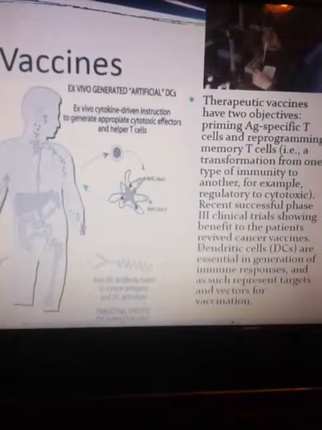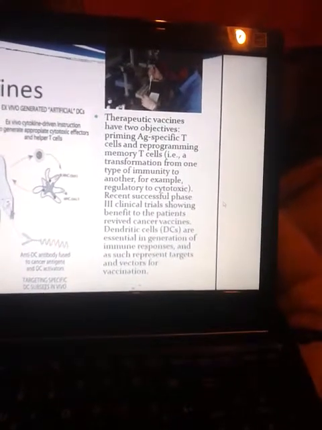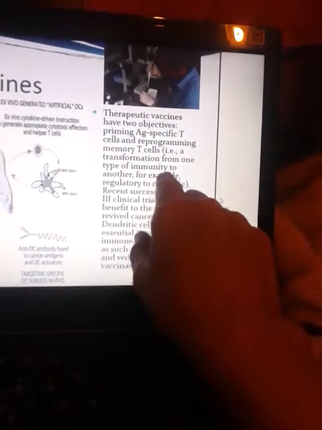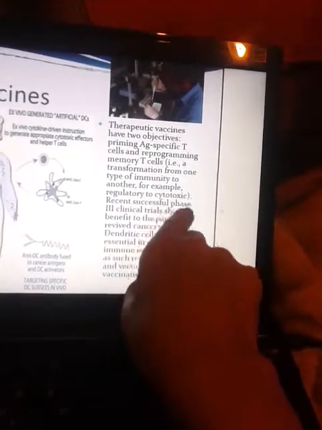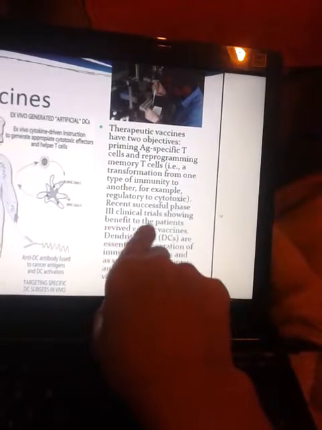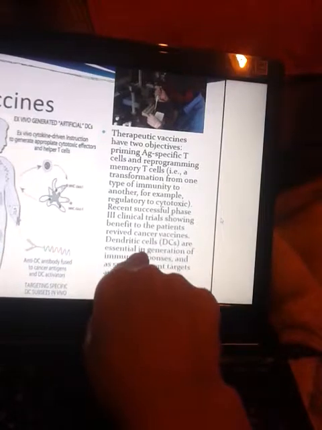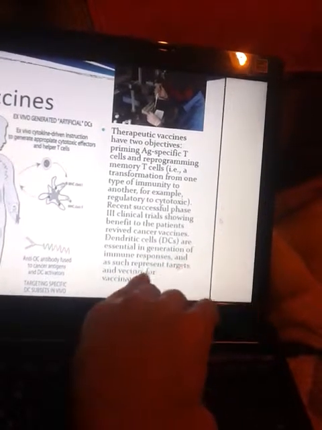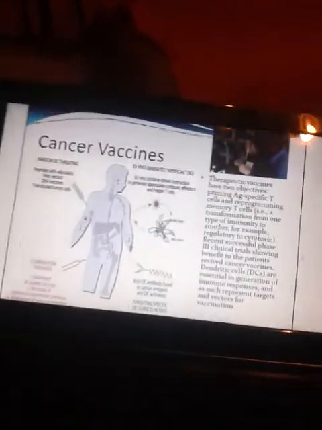Cancer vaccine. Therapeutic vaccines have two objectives: priming antigen-specific T cells and reprogramming memory T cells. That means a transformation from one type of immunity to another, for example, regulatory to cytotoxic. Recent successful phase 3 clinical trials show benefit to the patient. Revived cancer vaccine. Dendritic cells (DC) are essential in the generation of immune response and as such represent targets and vectors for vaccination. Cancer vaccine.